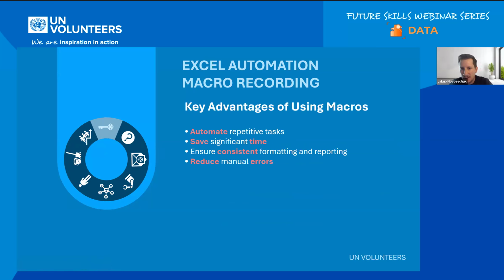So here are some key advantages of using macros. Why we should automate something in Excel and why we should use macros. It automates repetitive tasks. As an example, if you have to provide a report on a daily basis, you don't need to create the report from scratch every day. You can create a template and implement some macros into the template. It saves you significant time.